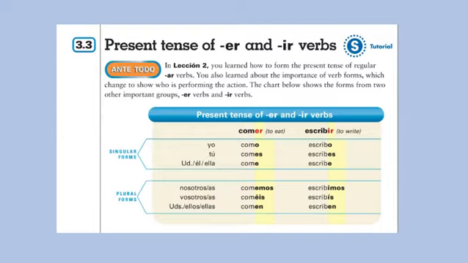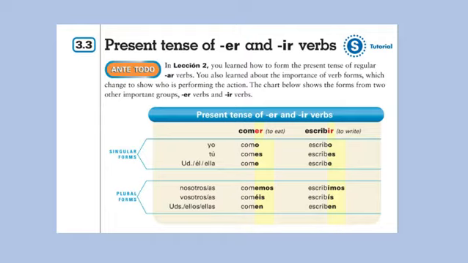We're going to look at section 3.3, los verbos ER e IR. These correspond to pages 96 and 97 in your book. So in Lección 2, you learned the present tense of regular AR verbs. And we also learned about the importance of verbs which change to show who is performing the action. This chart below shows the forms from two other important groups, ER verbs and IR verbs. They're all quite similar, and we'll look at them right now.